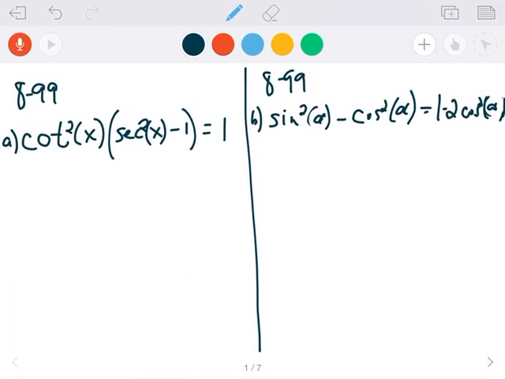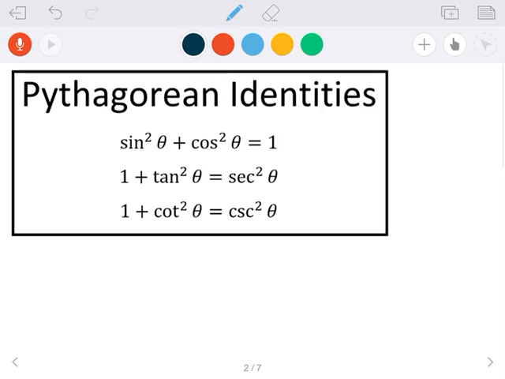Okay, we're going to go through problem 899, and both of these problems, A and B, have to do with the Pythagorean identities, which I'm going to remind you are here. And remember, in some cases, it's helpful to rewrite those or to solve for one part or the other.